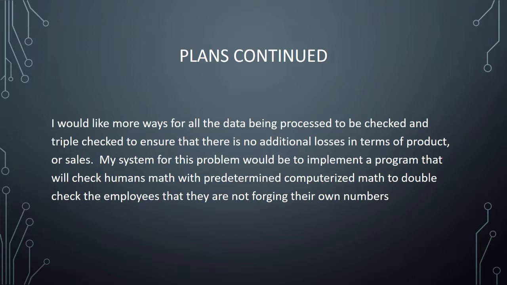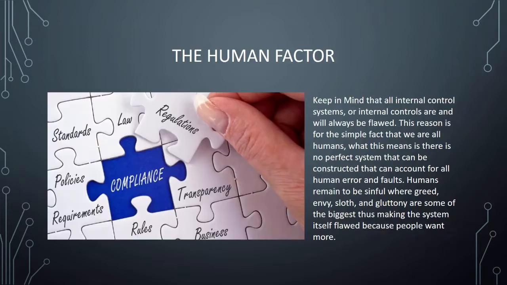I would like more ways for all the data to be processed as well, in addition to making sure that there are ways to check and balance it so that you don't lose profit or products or sales or anything like that. We want a way to keep track of all of that at once. My system for this problem would be to implement a program that would check human math with predetermined and computerized math, to check that what the employees are doing is correct, instead of just forging their own numbers and making their own gain based on it.